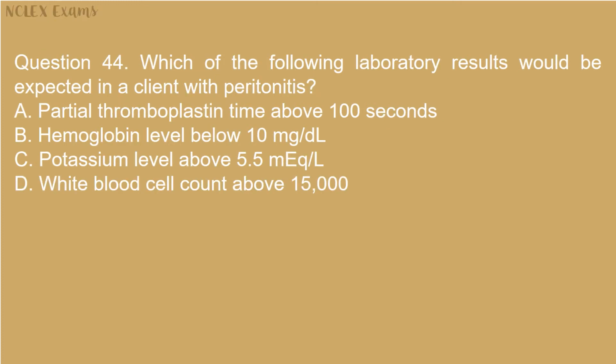Question 44. Which of the following laboratory results would be expected in a client with peritonitis? A. Partial thromboplastin time above 100 seconds. B. Hemoglobin level below 10 mg/dl. C. Potassium level above 5.5 mg/l. D. White blood cell count above 15,000.